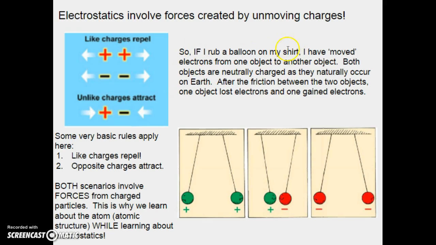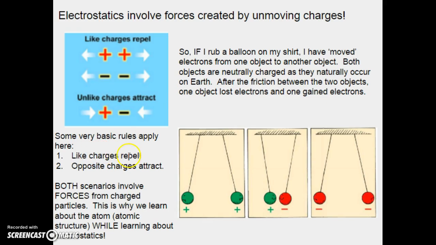So if I rub a balloon on my shirt, let's go back to the very beginning. I have moved electrons from one object to another. Both objects were neutrally charged as they naturally occur on Earth. Remember, equal numbers of protons and electrons. After the friction between the 2 objects, one object lost electrons and the other one gained electrons. If one lost 5 electrons, the other object had to gain 5 electrons. And this is the concept of conservation of charge. We'll be reading about this in the near future.